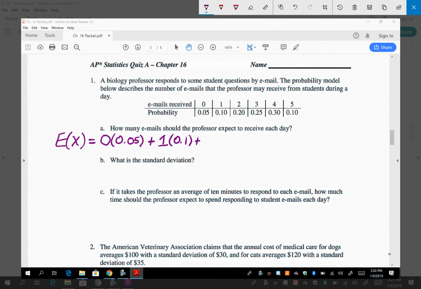0.1 plus 2 student emails times 0.2 plus 3 student emails times 0.25 plus 4 student emails times 0.3 and finally plus 5 student emails. Whatever all that is will give you the expected number of emails on a given day for this professor. Again, from students.